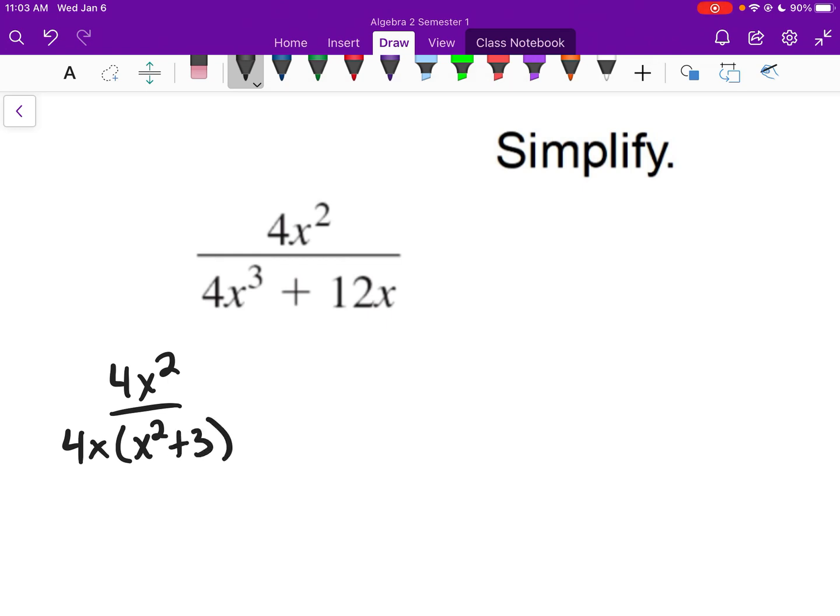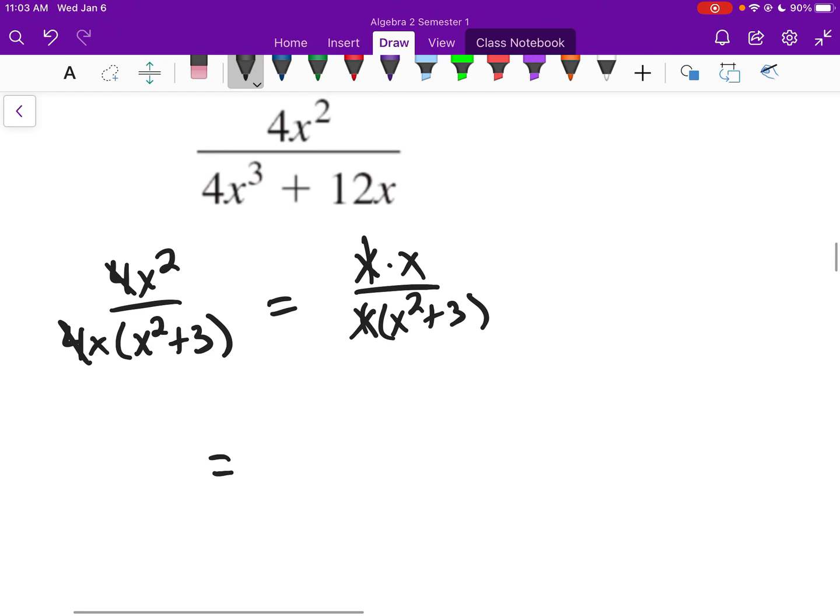From there, I'm going to see that the 4 over 4, so the 4's will cancel, and then I have one x in each top and bottom. On top, x squared. Let's actually do this. x squared will be written as x times x. It's the same thing, just expanding that out. So then we got x times x squared plus 3. Now we're still in terms of multiplying, but one of those x's will cancel, which will leave one x on top and x squared plus 3 on bottom.